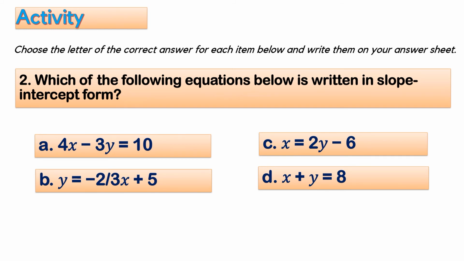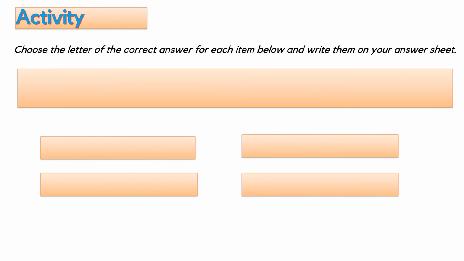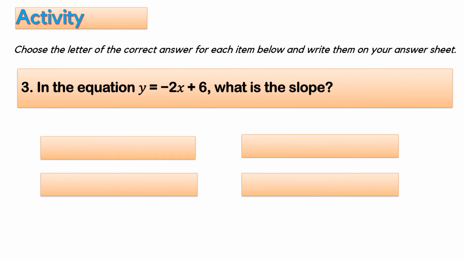Time's up. The correct answer is letter B, and you are correct. Question number 3. In the equation y equals negative 2x plus 6, what is the slope? A. Negative 2, B. Negative 1, C. 6, D. Negative 1/3. You have 5 seconds to answer the question. Time's up. The correct answer is letter A, and you are correct.